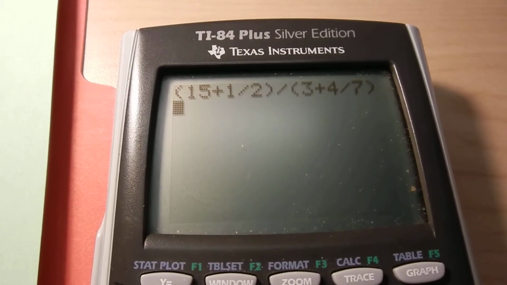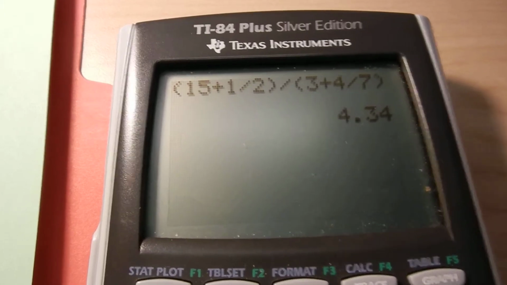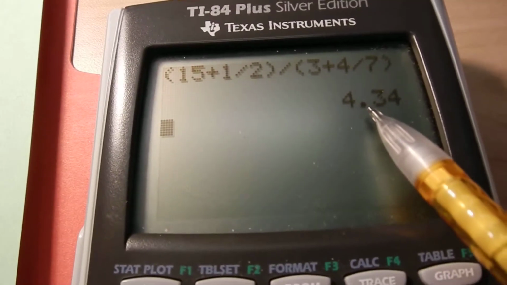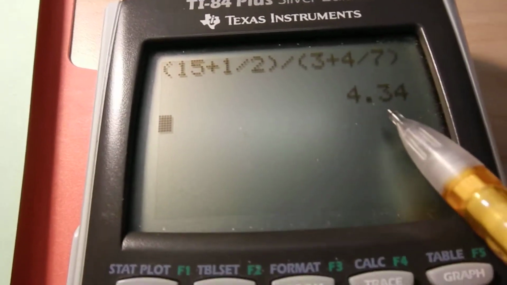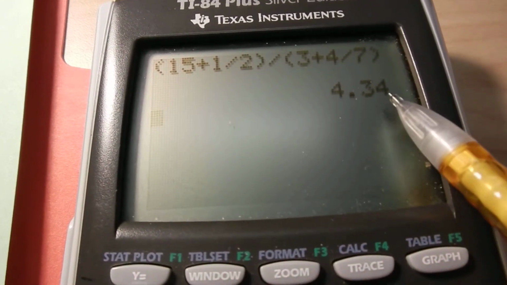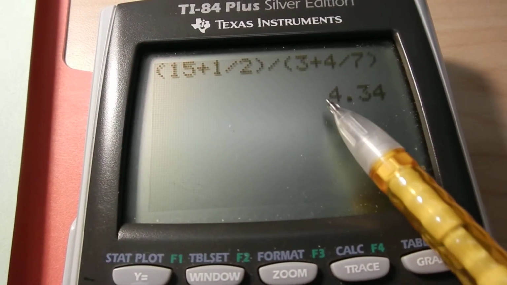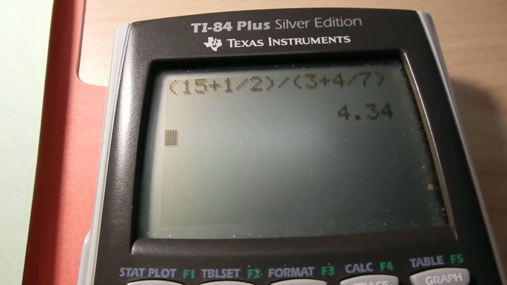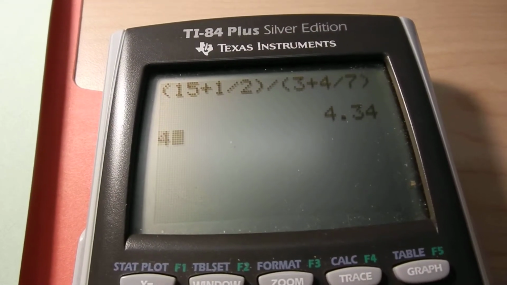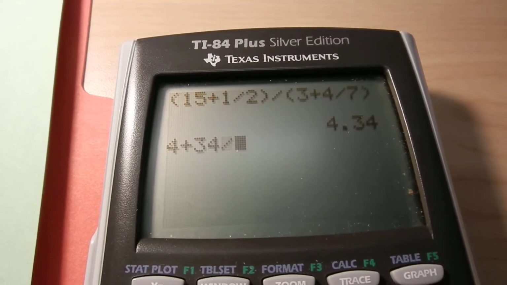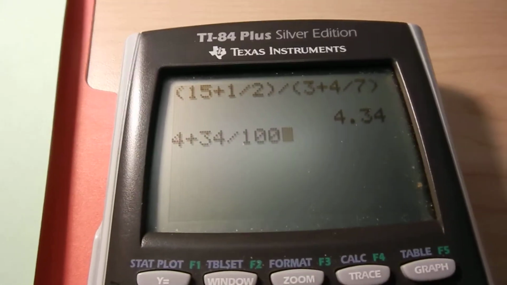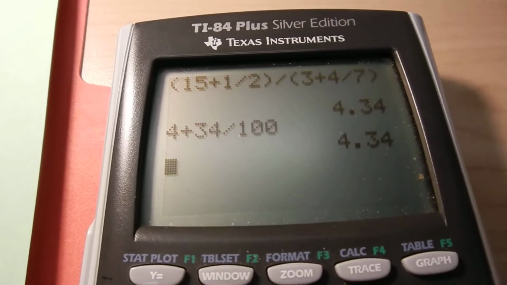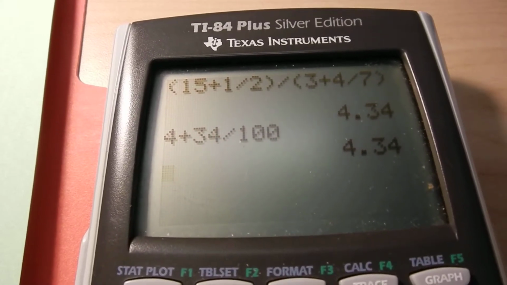So if we hit enter, that's 4 and 34 hundredths. I'm sorry, 4 and 34 hundredths, not 3/4. So this decimal really is a shorthand way of writing a mixed number. There's a whole number and a fractional piece. So just as a by the way, this is 4 and 34 hundredths. That has the same value. I'll prove it to you. See? 4 and 34 hundredths.